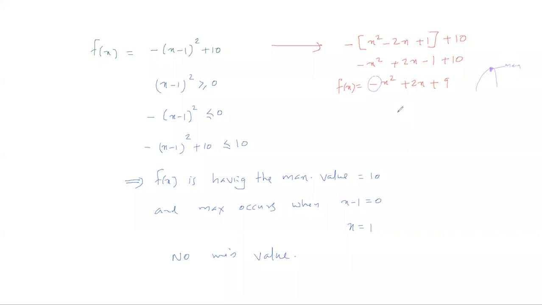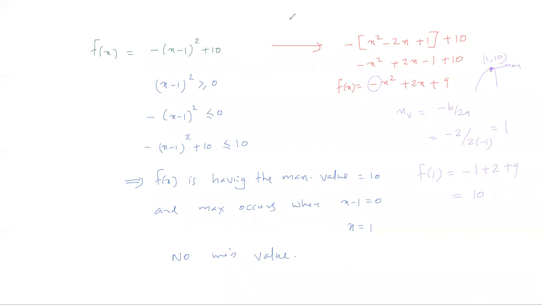at vertex में. So x coordinate of the vertex is minus b by 2a. Minus b is 2 by 2 into a is minus 1. So minus 2 by minus 2, it is 1. So then f of 1, value of the function: minus 1 square is 1, plus 2 into 1, 2, plus 9, 11 minus 1, 10. You can see that maximum, that means this point is 1, 10, the vertex. That means maximum at x is equal to 1 and the maximum value is 10.